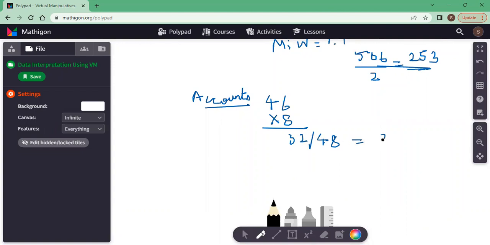So it is nothing but 368. Because using the thumb rule method again, 4 acts as a carryover here. So 32 plus 4 is nothing but 36. So the answer is 368.